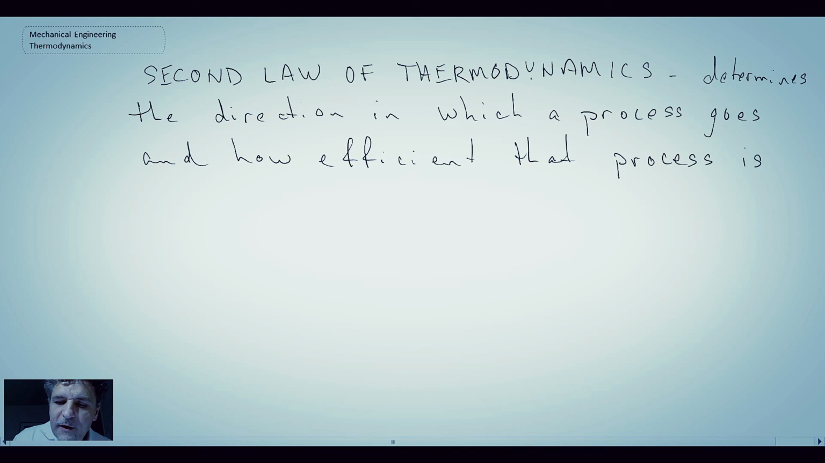So what the second law helps us with is figuring out the direction with which the energy is flowing in the first law, and it also helps us figure out how efficient that process is. And so that's where we will use the second law. So those are the two main laws that we will use within the course. Now what we'll do is we'll move into some of the terminology that will be important for this course.